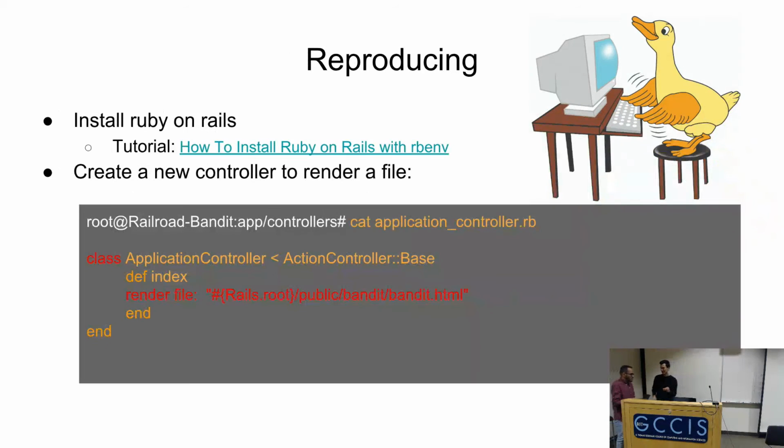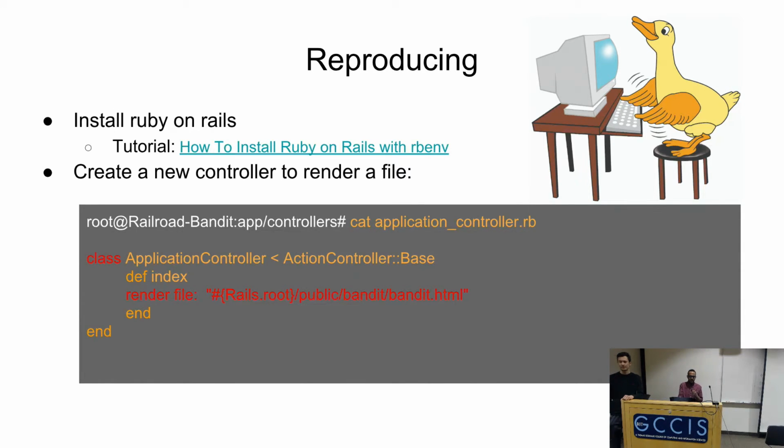And here's how to reproduce it. Okay, so this is how I set up the website for the demo. All you need to do is install Ruby on Rails, and then you can create a new controller to render the file, but you also can use the main controller that exists there by default, which is called the application controller. If you go to the main website, that will be rendered.